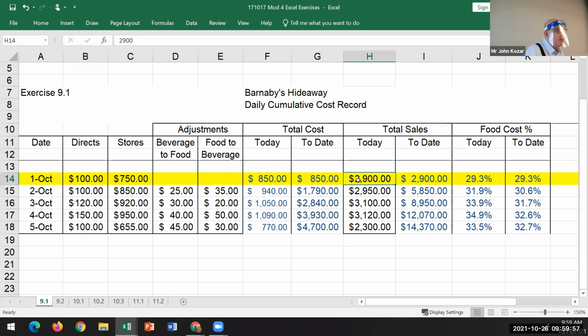We are given the sales figures. So 2,900 is the sales for today and also the sales to date. When we calculate food cost percent, we're taking the food cost for today and dividing it by the sales for today to get 29.3%. And then for to date, it just happens to be the same numbers on the first page. Go down to the second line.